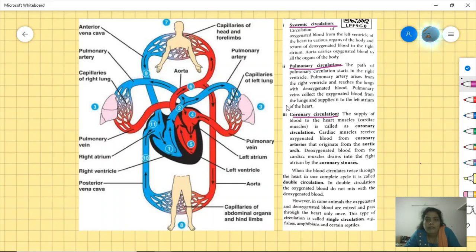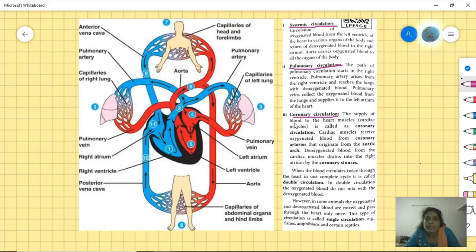And then pulmonary veins collect the oxygenated blood from the lungs. This is the pulmonary vein. It collects the oxygenated blood from the lungs and reaches the left atrium of the heart. So one carries deoxygenated blood and the other oxygenated blood. Only the pulmonary vein carries oxygenated blood from the lungs to the heart. Have you all understood? Yes, okay.